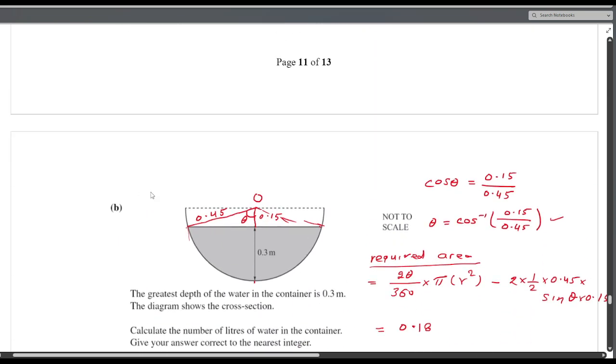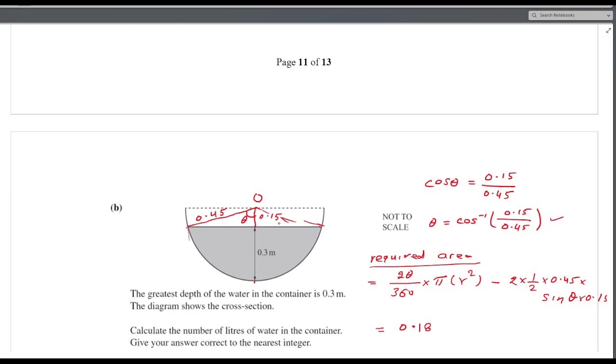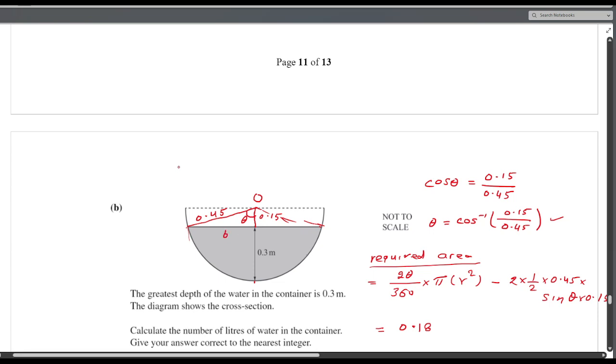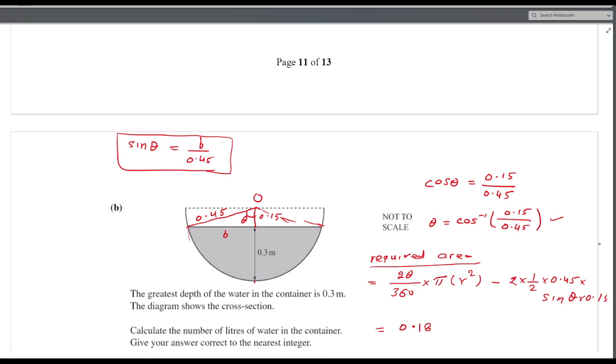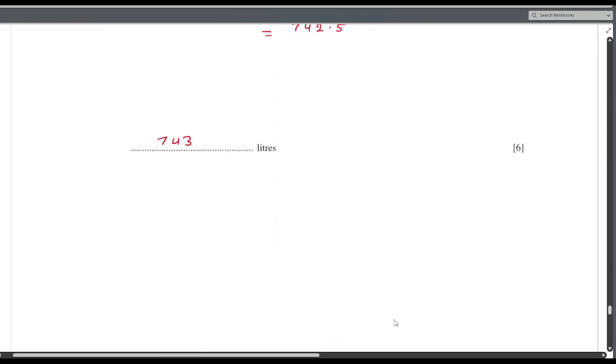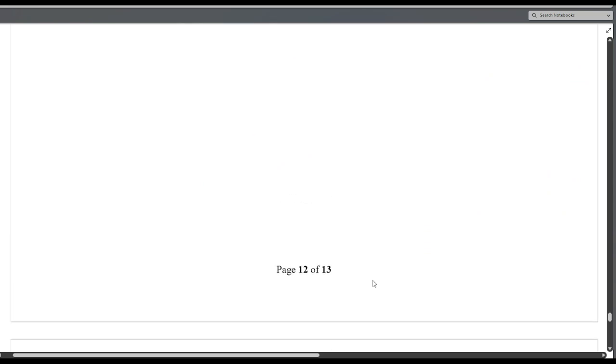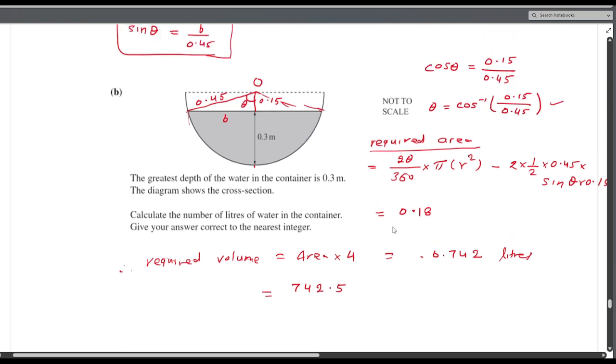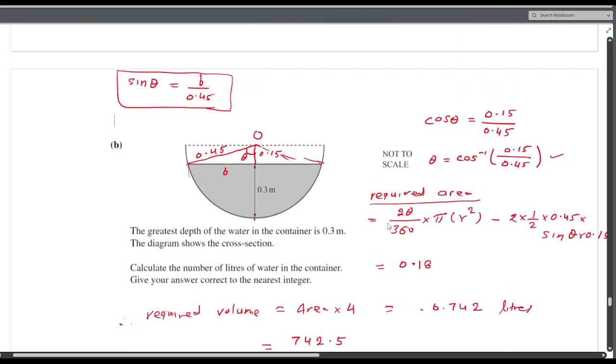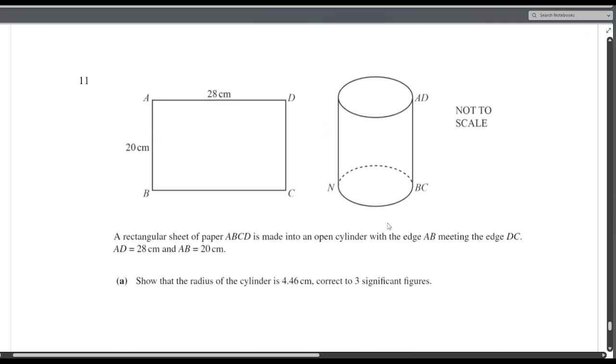So sometimes it is better that you revisit what you are doing. Here I should have considered this as a base, and first I should have written sine theta is equal to b divided by 0.45. Instead of writing this I tried it directly in my mind, and therefore in place of sine I used cos. So always writing your complete steps is better for you. This question is for 6 marks, totally justified. Now your last question.